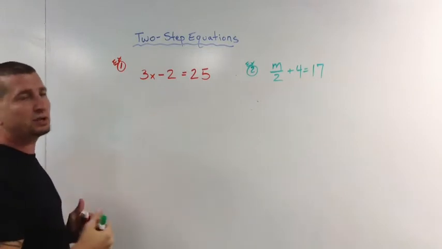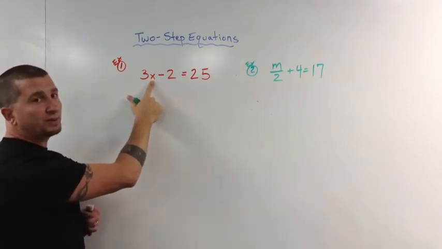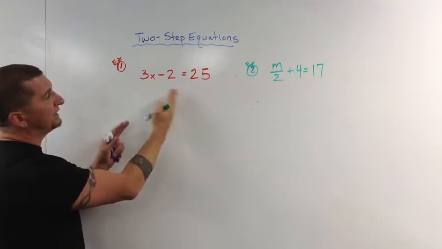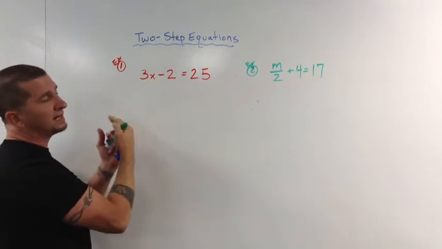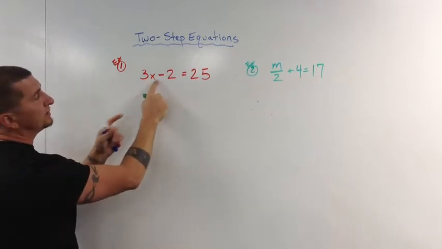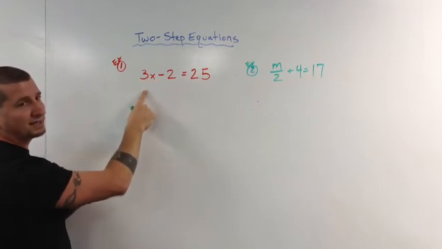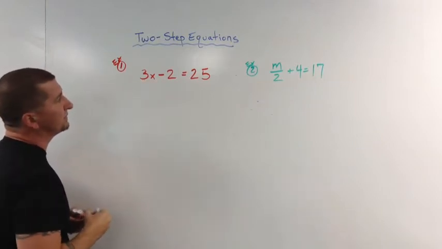Now the reason this is a two-step equation is because our goal is to solve for our variable x, and we want to isolate that variable on one side of the equation. So what we have to do is get rid of what's being subtracted to the x and what's being multiplied to the x. So that's two different steps we're going to have to do.